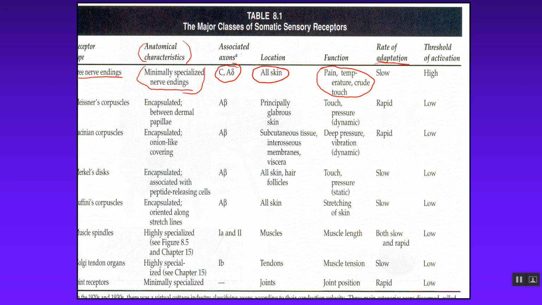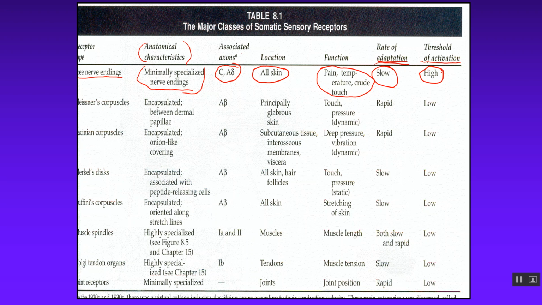What is its rate of adaptation? These are slowly adapting, right? Pain receptors are slowly adapting. As long as there's something causing us pain, we want them turned on and keep telling us to get rid of it, because we want to minimize that pain. What is the level of activation on this? It's pretty high. You have to really push on it or heat it up to get it to actually cause pain and send a signal. So there's a pretty high threshold for activation. So that's the free nerve endings.